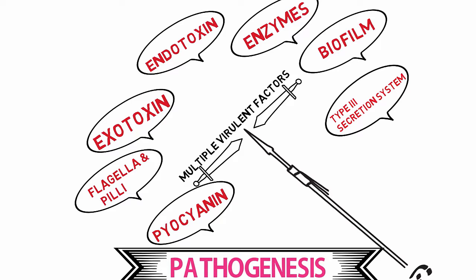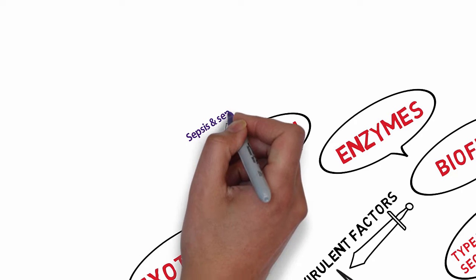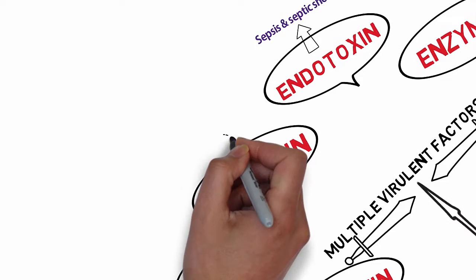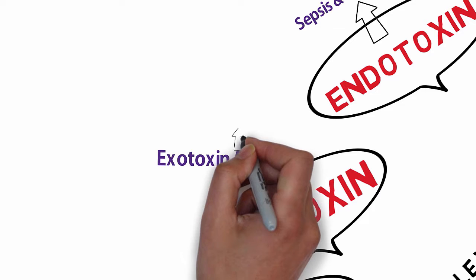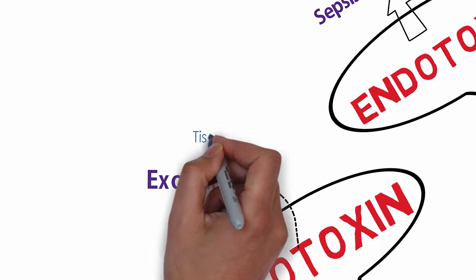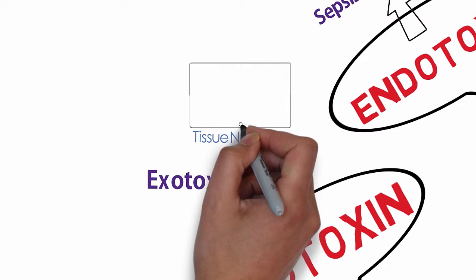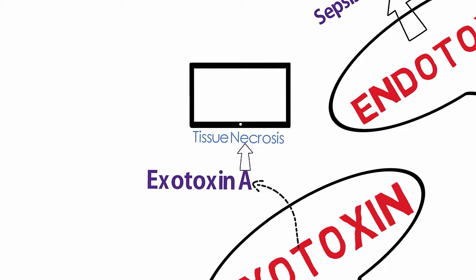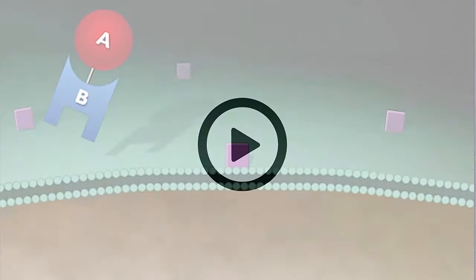Let's elaborate each of them one by one. Endotoxin. Endotoxin causes sepsis and septic shock. Exotoxin. The best known exotoxin of Pseudomonas aeruginosa is exotoxin A. It causes tissue necrosis. Let me show you how it causes tissue necrosis in this short video clip.